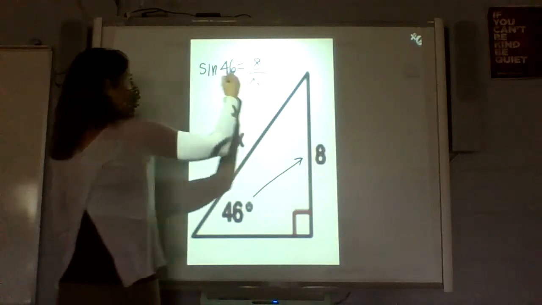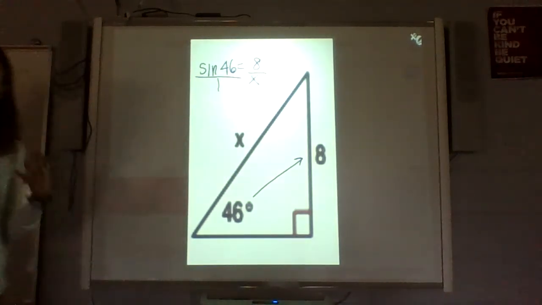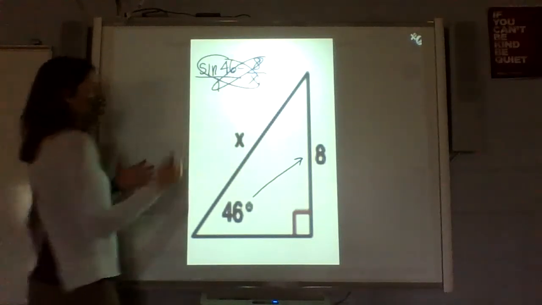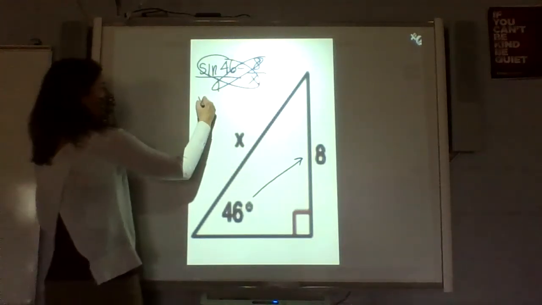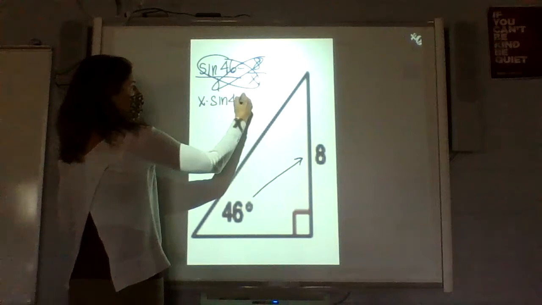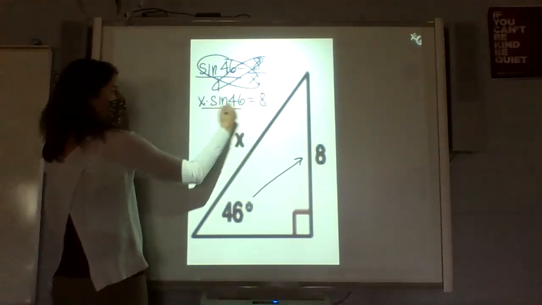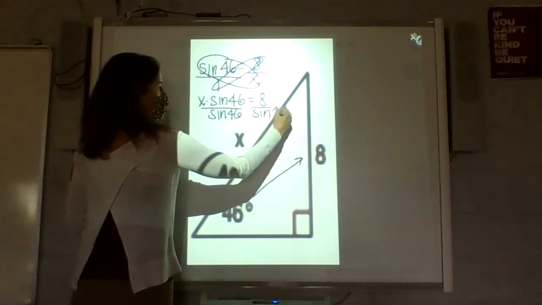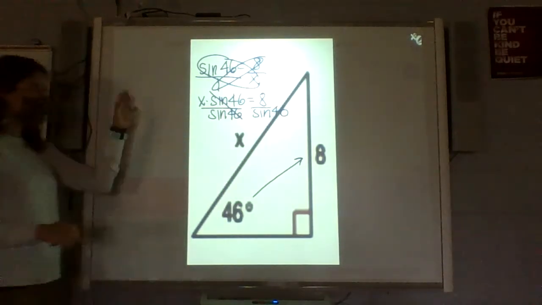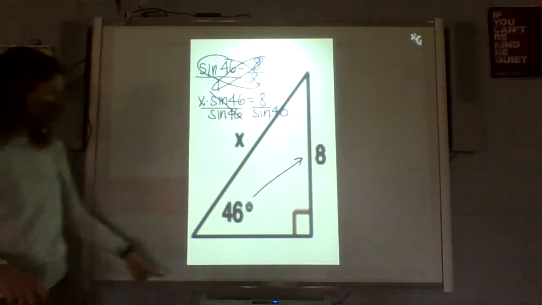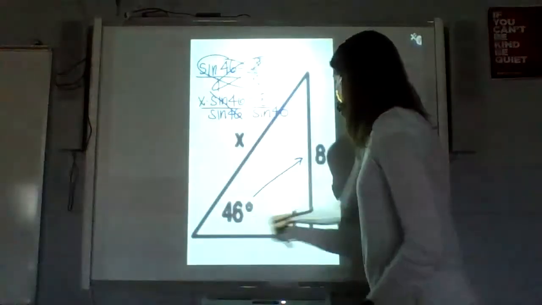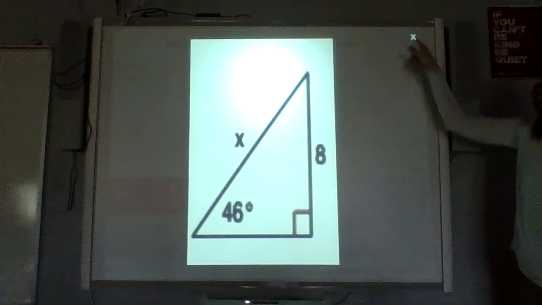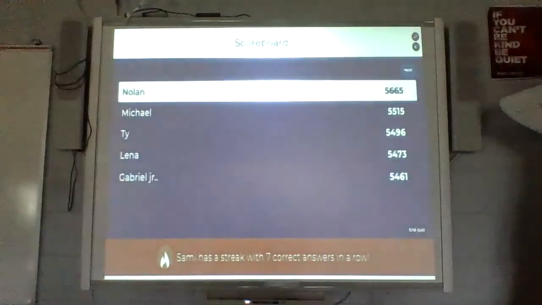8 over x. Now this is the kind we just did. So you have to set it up as a proportion, and you cross multiply. X times the sine of 46 will equal 8, and I'll divide by the sine of 46 on each side. So x will equal 8 divided by the sine of 46. Definitely the tougher ones are when that variable is in the denominator. You guys are doing really well.